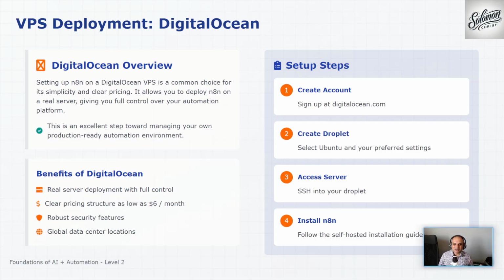So the steps that we want to follow are: first, we're going to sign up at DigitalOcean.com. Then we're going to create a droplet using something called Ubuntu, which is a type of Linux, and we're going to set it up. From there, we're going to be accessing our server either via their console or SSH. And then finally, we're going to follow the installation steps.